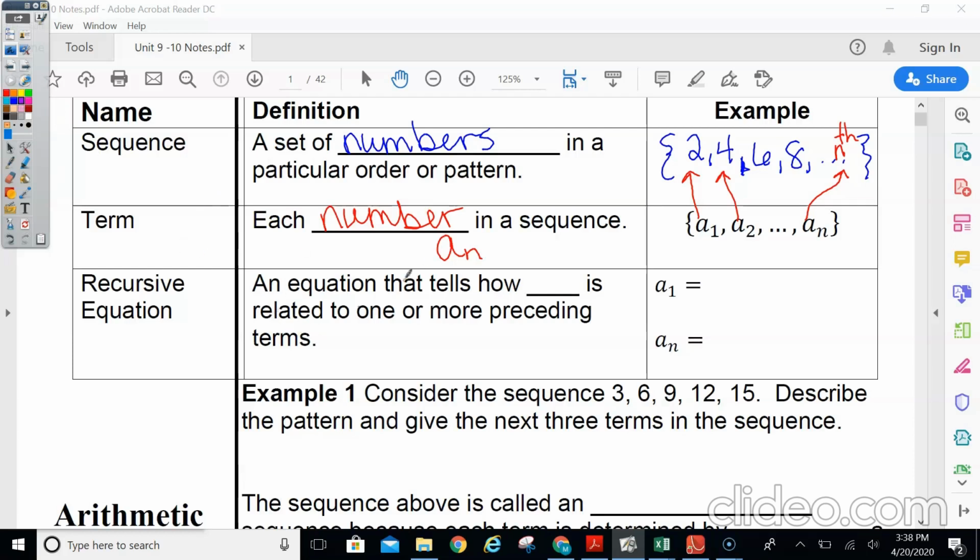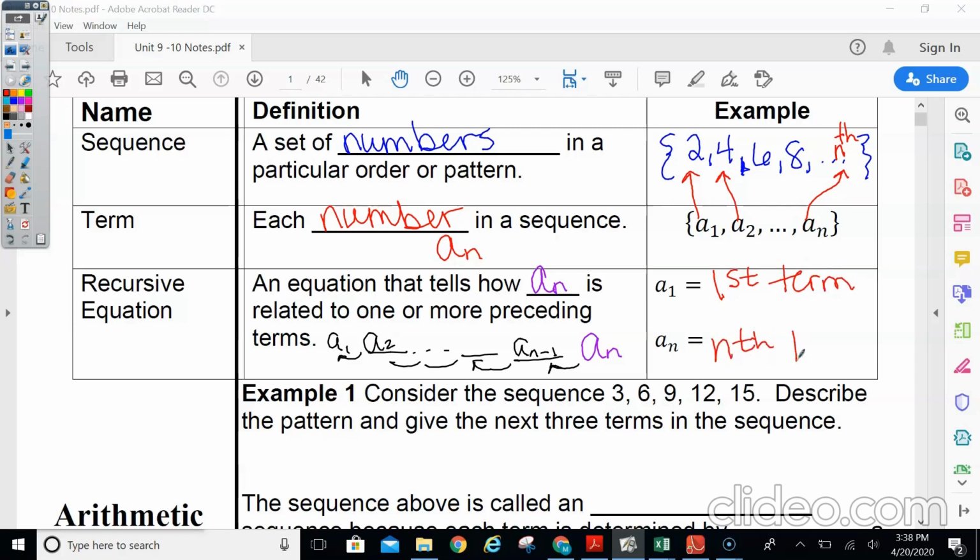Alright, so a recursive notation, or a recursive equation, is an equation that tells you how the nth term is related to one or more preceding terms. So for example, if a n is way down here, then I need to know the previous one, which is called a n minus 1, and then the one before that, all the way, dot, dot, dot, a sub 2, and then a sub 1. So in order for me to get a sub n in a recursive, I need to know all the preceding terms. Again, a sub 1 is the first term. A sub n would be the nth term in the sequence. So there's two types of sequences. There's arithmetic and geometric. The first one here is an arithmetic sequence.